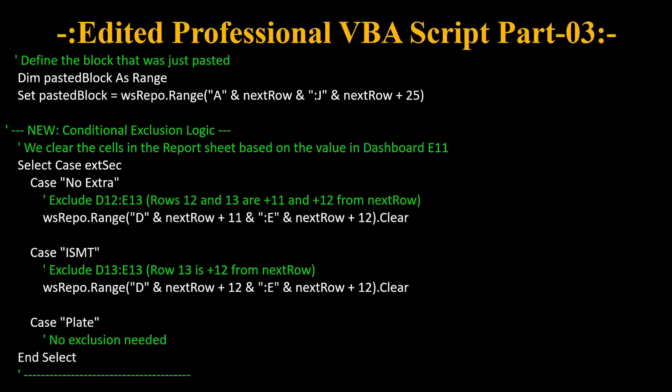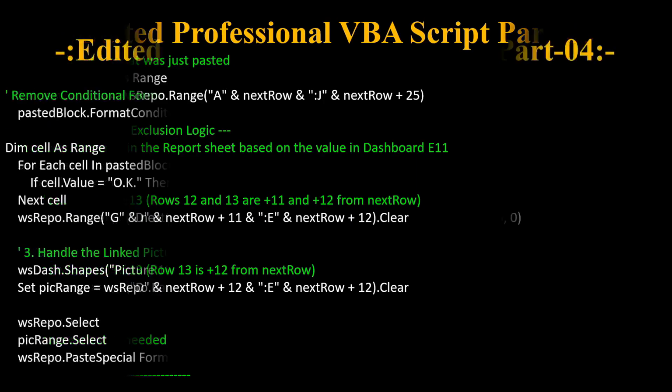Part 3. Conditional exclusion logic. This is a critical addition for structural engineers. Depending on your design selection, like no extra or ISMT, the script automatically clears specific cells that are not needed. This keeps your final report clean, relevant, and professional.